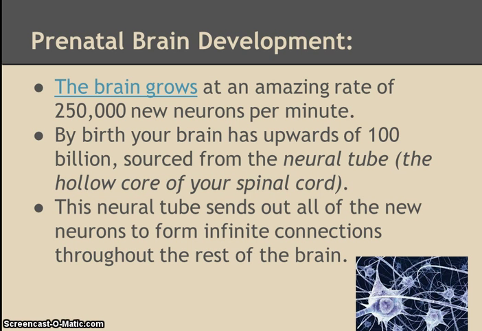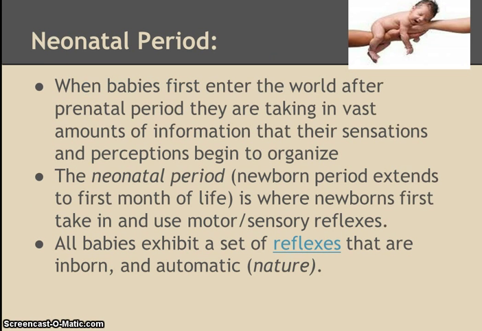250,000 new neurons per minute. By birth, your brain has upwards of 100 billion. And the neural tube is going to send out all of these new neurons to form an infinite amount of connections throughout the rest of the brain. When babies first enter the world after that prenatal period, they take in all of this information.